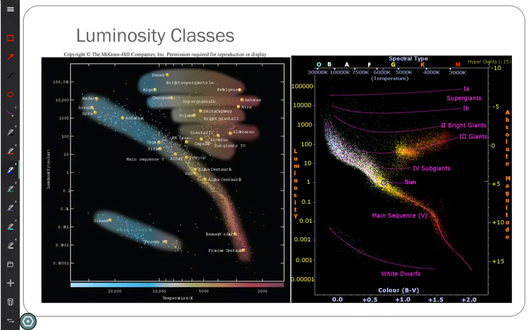Now the luminosity classes. We have broken up other regions on the HR diagram by what's going on. And so we have the main sequence there that is nicely colored. You see the colors red at the bottom right. Why is it red at the bottom right for the main sequence? Because they're cooler. Cooler stars are more red. Everything on the right edge is red.